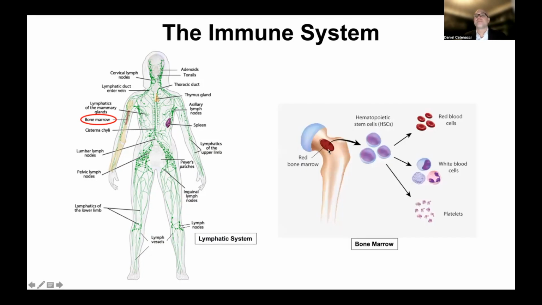In the bone marrow, we have hematopoietic stem cells, and these stem cells are undifferentiated. They differentiate, when appropriate, to three main component cells: red blood cells, white blood cells, and platelets. And these are differentiated cells.